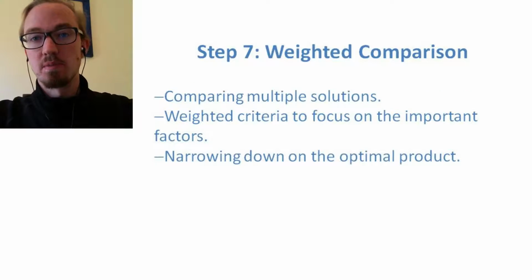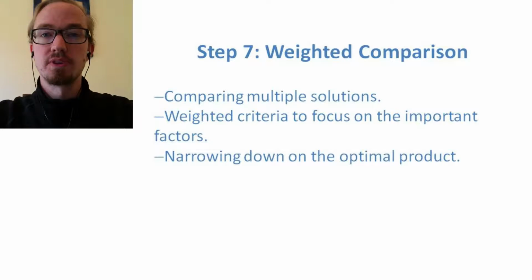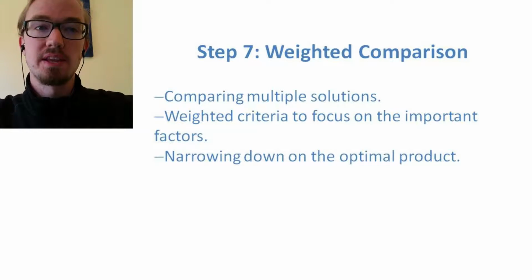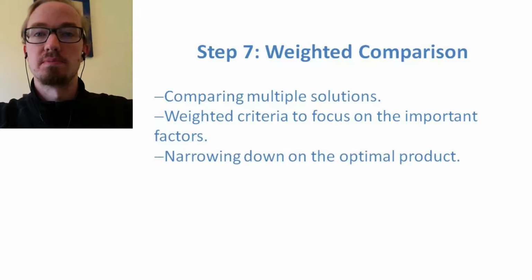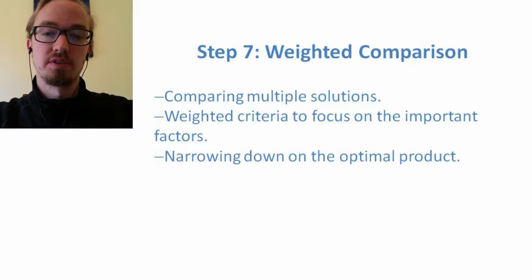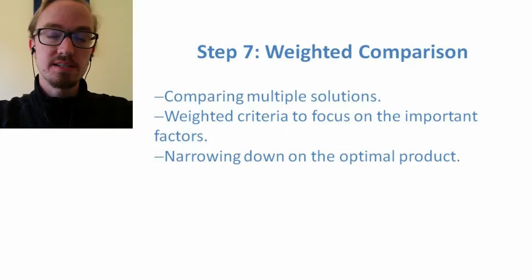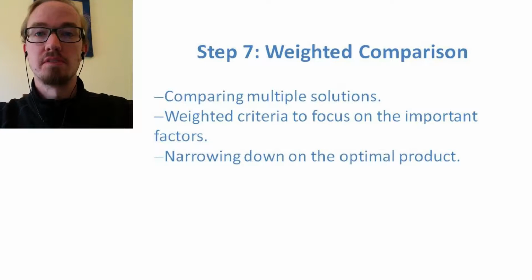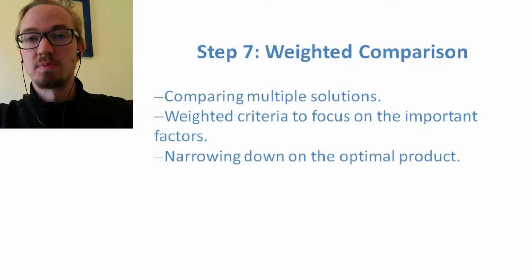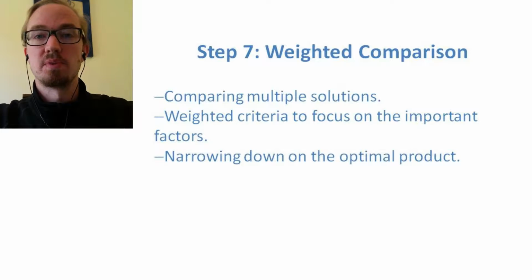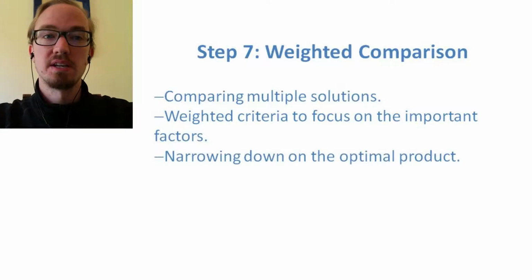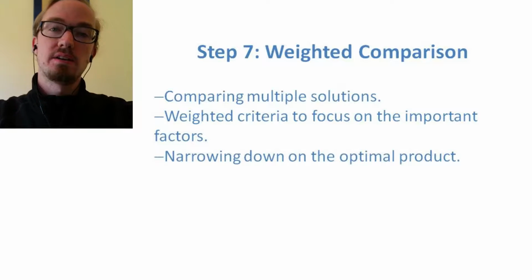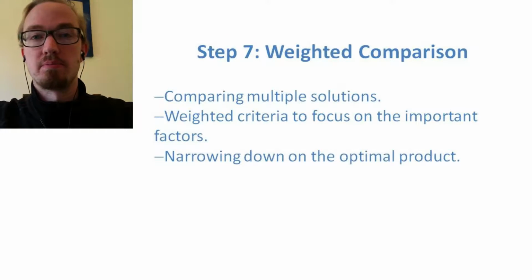Step 7 is then a weighted comparison, where we have the different combined solutions and then find out which is the best one of them. And we do this by weighting the criteria we can take out of the requirement list and weighting them for the importance. For example, for a car it's more important the brakes work than what the painting is like, so the painting has a lower weight as a criteria than the brakes.